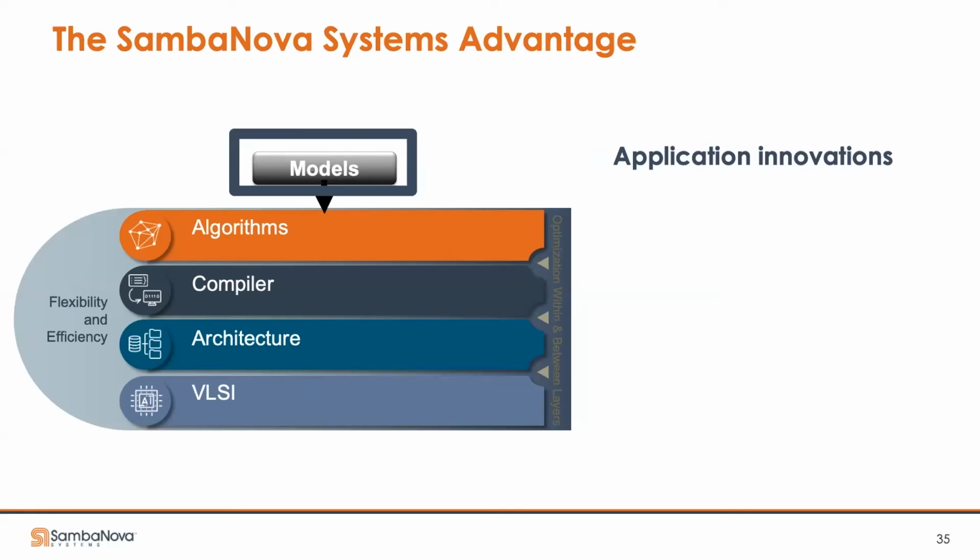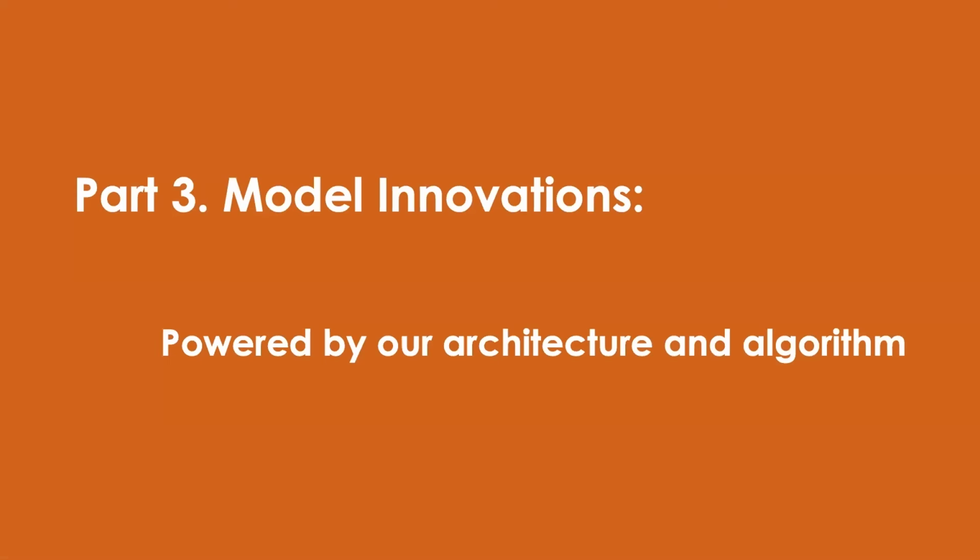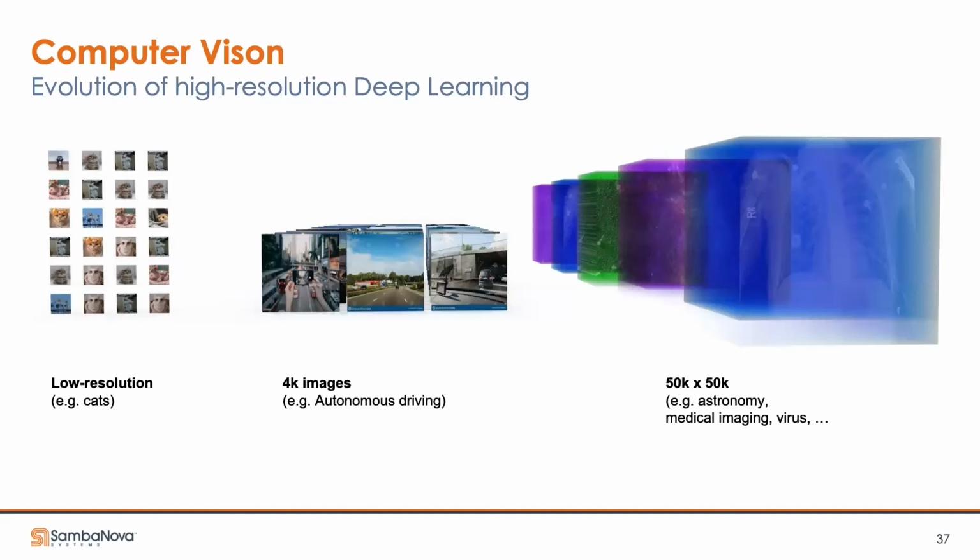All of these different design points allow us to execute models in a more efficient manner than what is possible on GPU, or allow us to execute models that were not previously possible to execute on GPU hardware. So let me walk you through a couple of examples. Let me start with the computer vision domain.